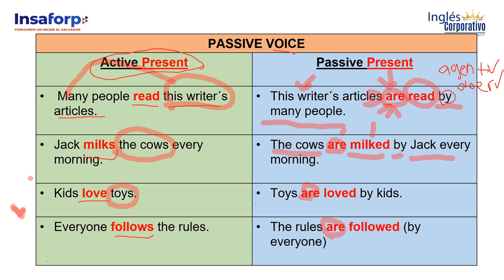Next one. Toys, it is the object. Okay, lo muevo al inicio. Aquí lo tengo. Now I have the verb to be in present because, and I'm using are because it is in plural. Then I have the past participle of the verb and I have the doer. And the last one. In the last one, we have the same thing. I identify the object, I moved it to the first place, and then I have the verb to be, I have the past participle, and I have the doer. It is between parentheses because just if you want, you add it or you do not include it, right? But all these exercises are active voice in present and passive voice in present.